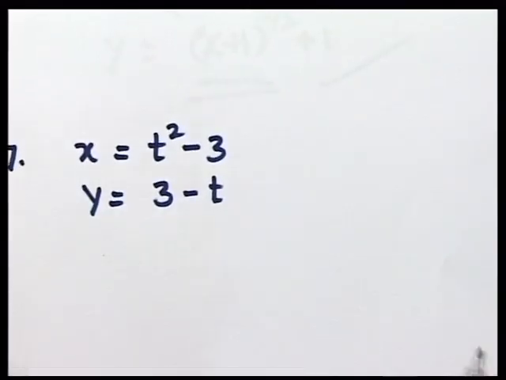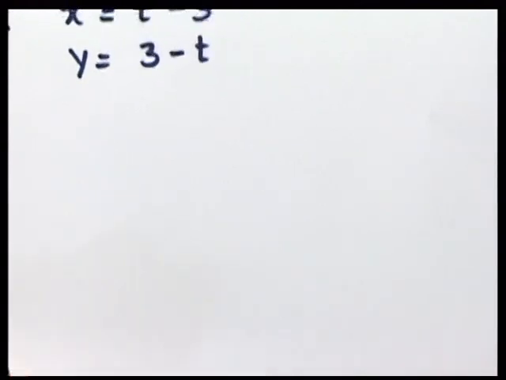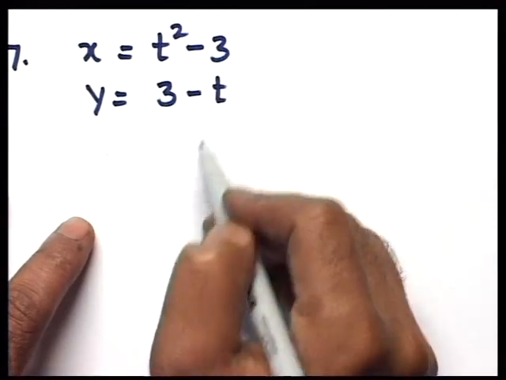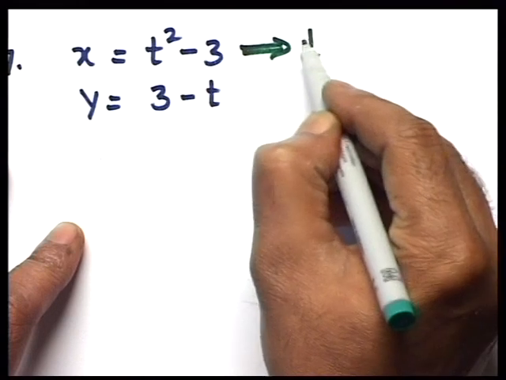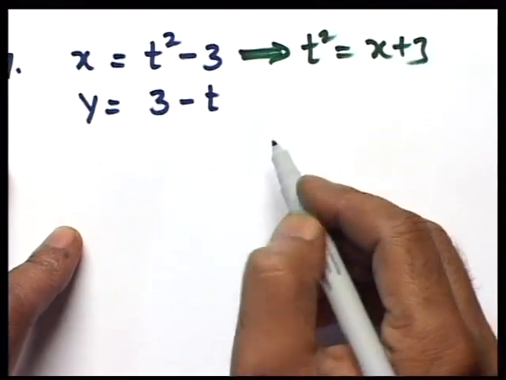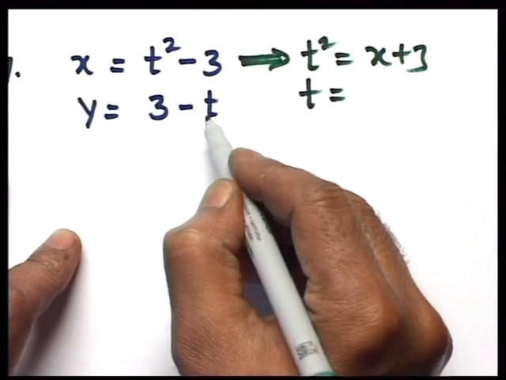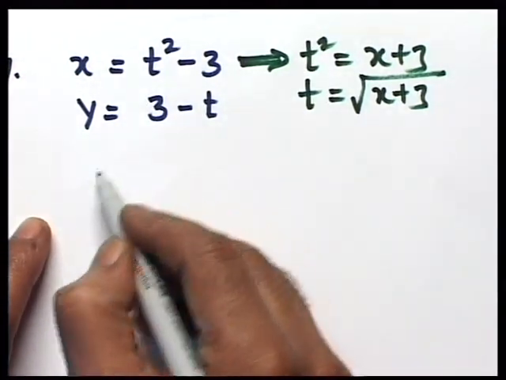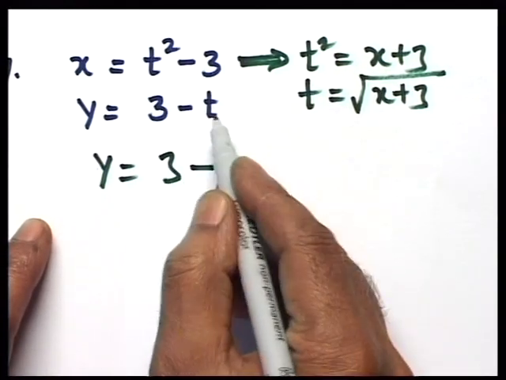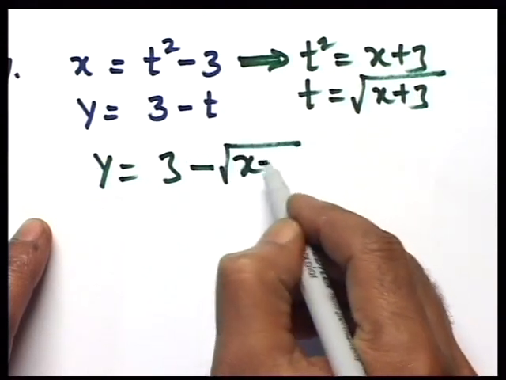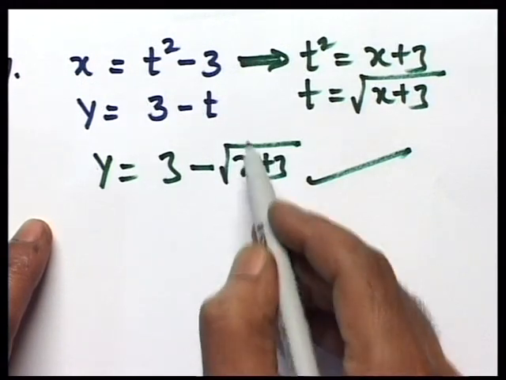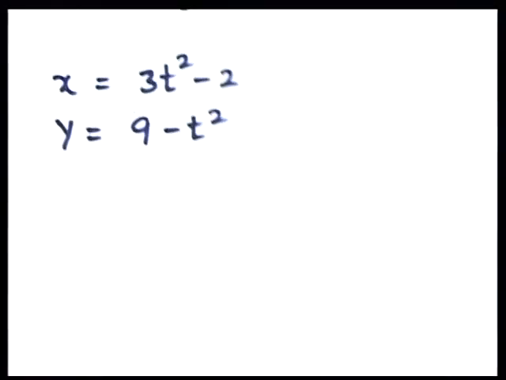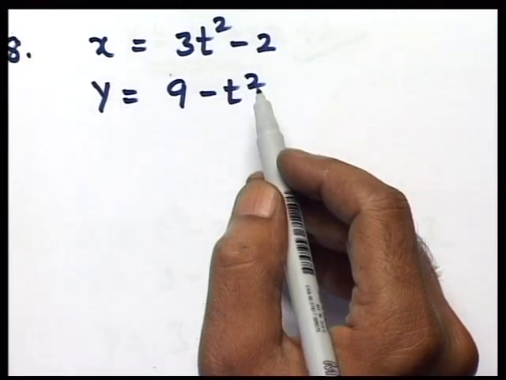Question number 7, please. That's the question, which is t squared minus 3 and t minus, sorry, 3 minus t. Make t subject, which is t square equals to x plus 3. Make t subject because we don't have a t square there. It's a square root of x plus 3, or whole to the power half. So we got y equals to 3 minus the t, which is actually square root of x plus 3. You can leave the answer like that, nothing wrong, or maybe to the power half.